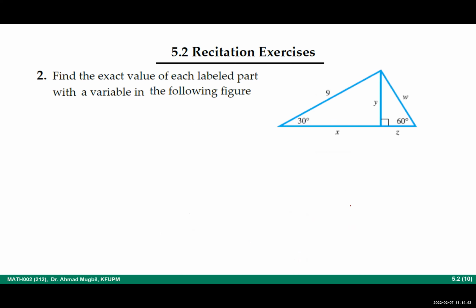Excellent. I think you can now solve this recitation exercise. Please, in your notebook, try to solve this exercise. Find the exact value of each labeled part with a variable in the following figure. So here you need to find X, Y, W, and Z. All you need to do is to use the definition of the trigonometric ratios.